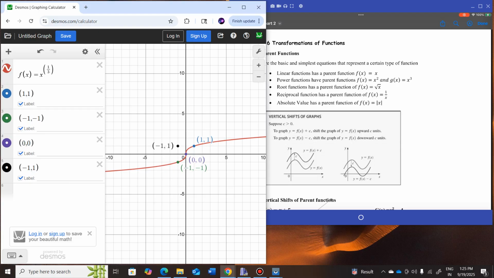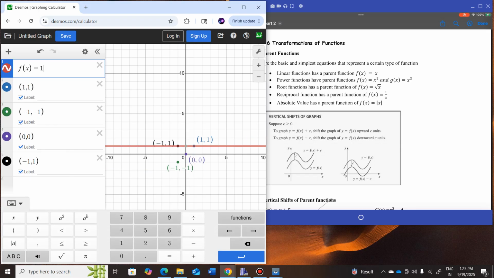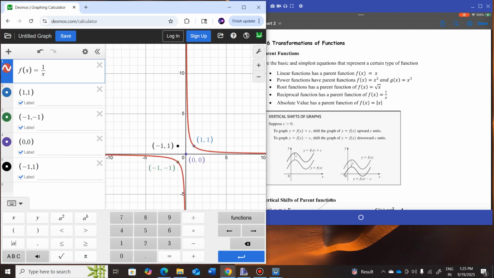Then we can look at 1 over x, and we can see it's going through point negative 1, negative 1, and it's just in that third quadrant, and point 1, 1, and it's in that first quadrant. But it doesn't go through 0, 0. It's one of the few because there's that y equals 0 asymptote and x equals 0 asymptote at the origin.